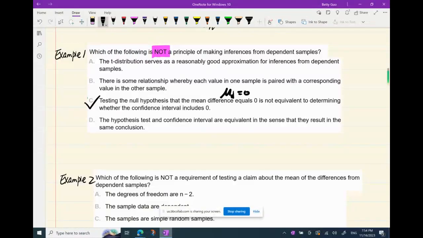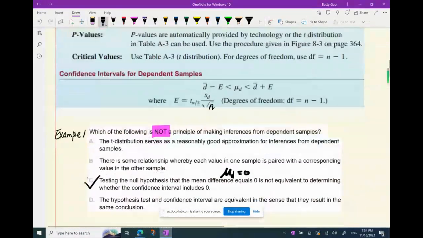Mean difference. Let me see the confidence interval. Mu sub d, if it doesn't include 0. Oh my gosh, we are looking for the one that is not correct.